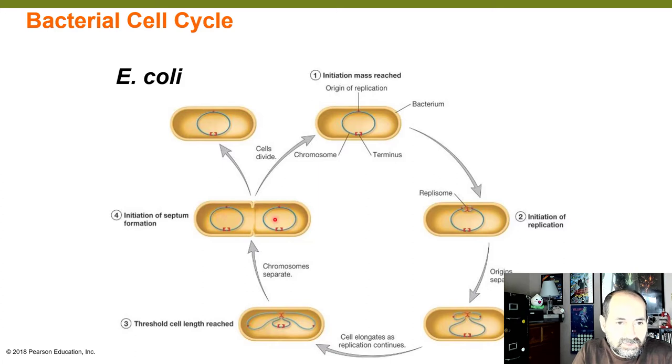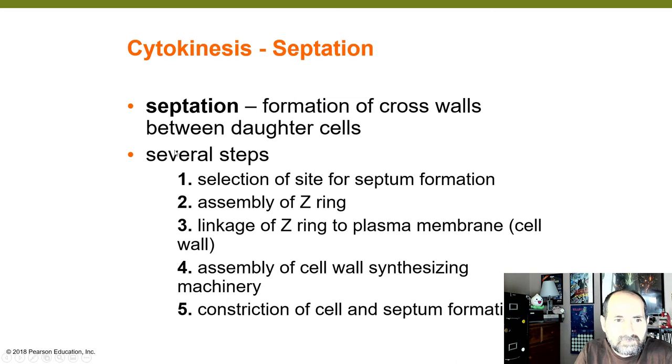Those chromosomes separate to opposite poles of the cell. You have septum formation and cell division. There you go, you've completed cell division. And remember, this is binary fission. This is a form of asexual cell division.